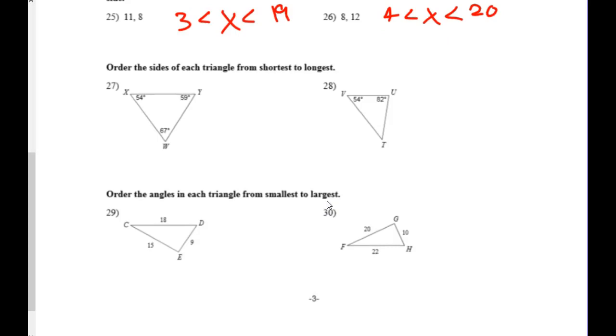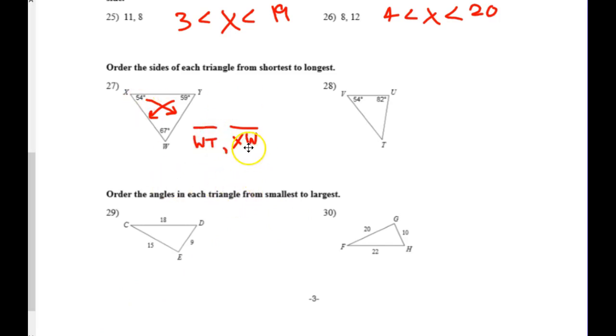Okay, ordering sides. Let's also remember the shortest side is across from the smallest angle, and the longest side is across from the largest angle. So we're going from shortest to longest. My smallest angle is 54. Across from 54 is side WY. Sorry, WT. Why did I put T? That's a Y, right? My bad. That's supposed to be a Y.